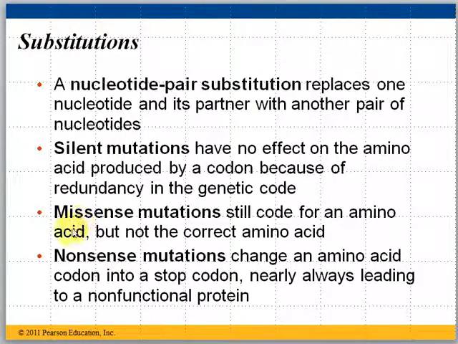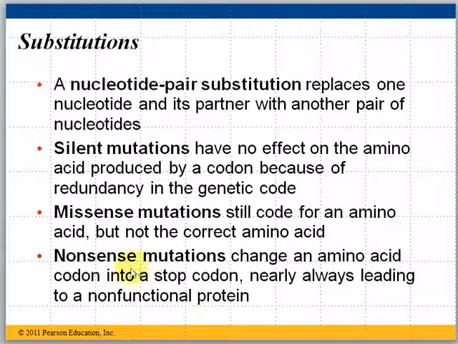The other type of mutation is called a missense mutation. This would be where it codes for an amino acid but not the correct amino acid. And that would be like the sickle cell anemia substitution. That's a missense. It's still coding for an amino acid, but unfortunately it's not the right amino acid. So that example of the one we just looked at with the sickle cell anemia is a missense mutation.